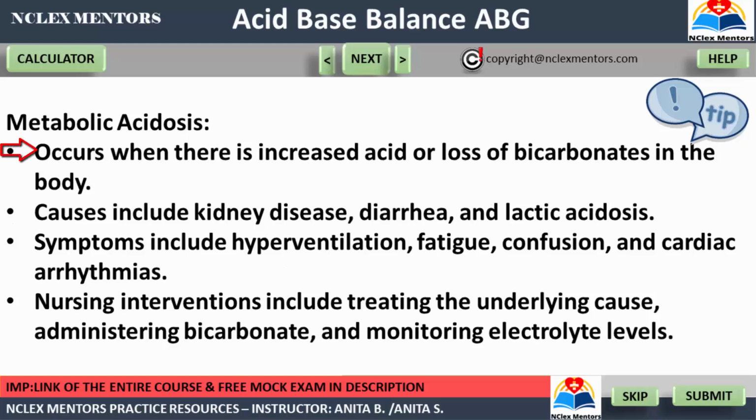Metabolic acidosis occurs when there is an increase in acid or a loss of bicarbonates in the body. This condition can be caused by various factors, including kidney disease, diarrhea, and lactic acidosis.